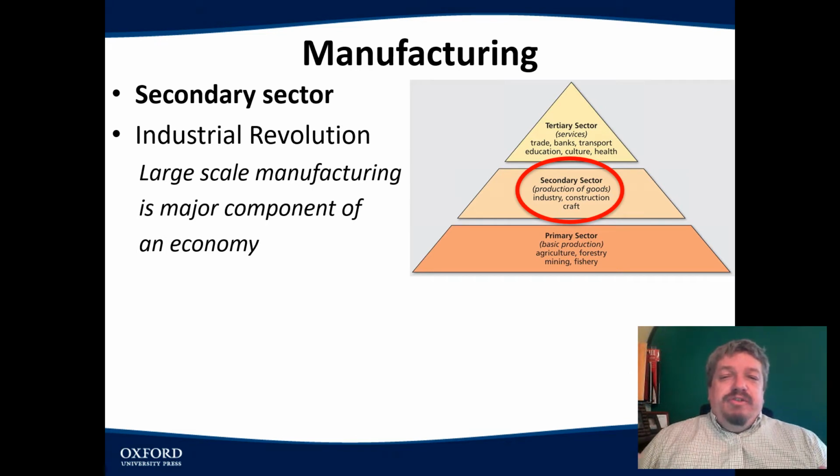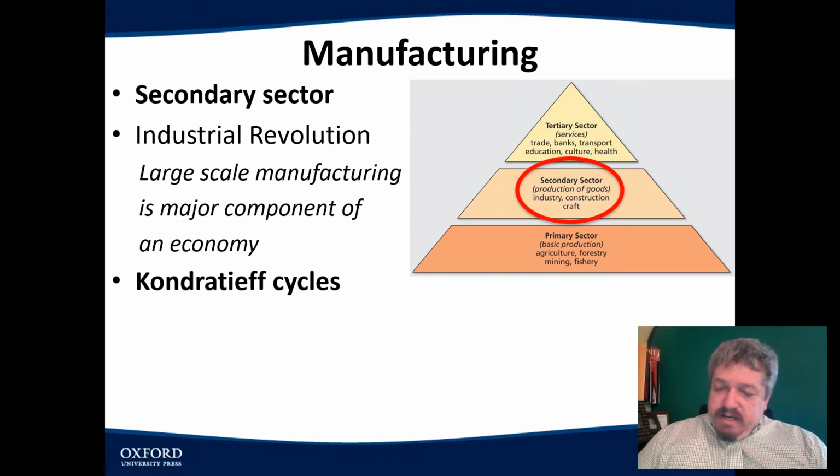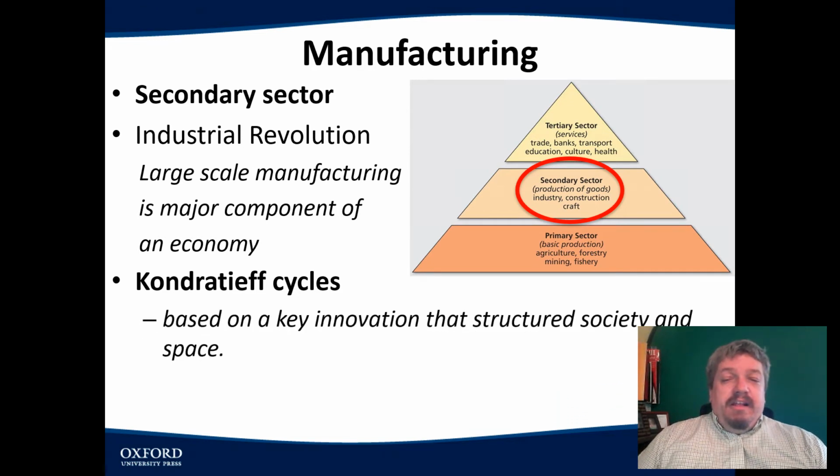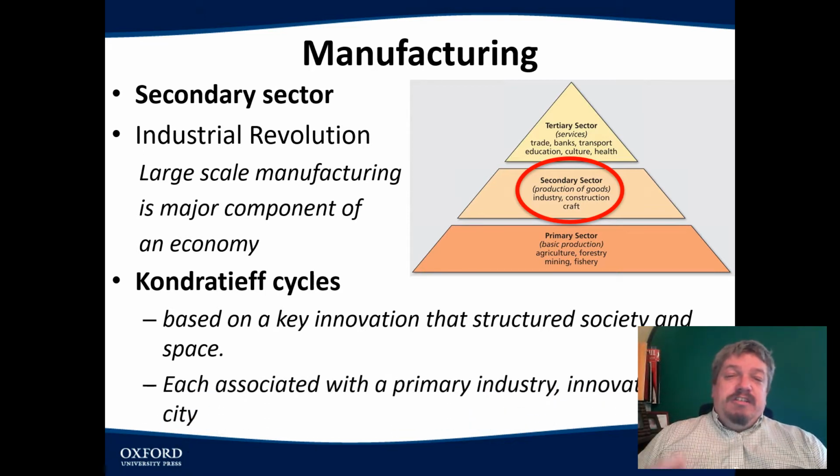Beginning in the 1800s, you start seeing factories that make millions of things, and a big part of the economy becomes manufacturing. A Soviet economist looked at the history of the Industrial Revolution, and his name was Kondratov. He speculated there were four Kondratov cycles. Basically, the way that industrial society was organized was based on a specific innovation, a leading form of manufacturing that was so important it not only affected how the secondary sector worked, but it affected the way society operated. And there's four of them we're going to talk about. Each is associated with a specific industry and an example of a city.